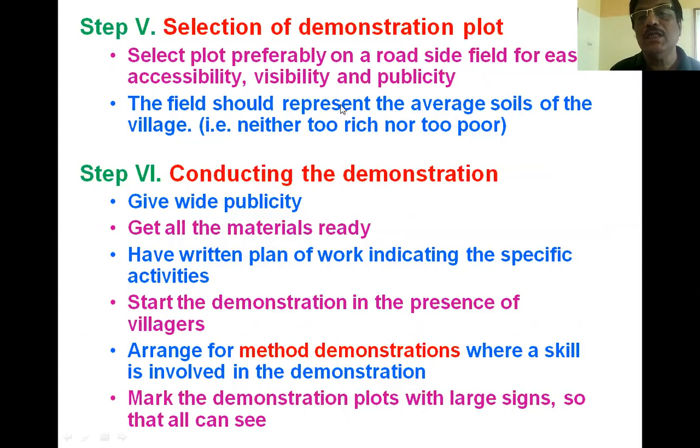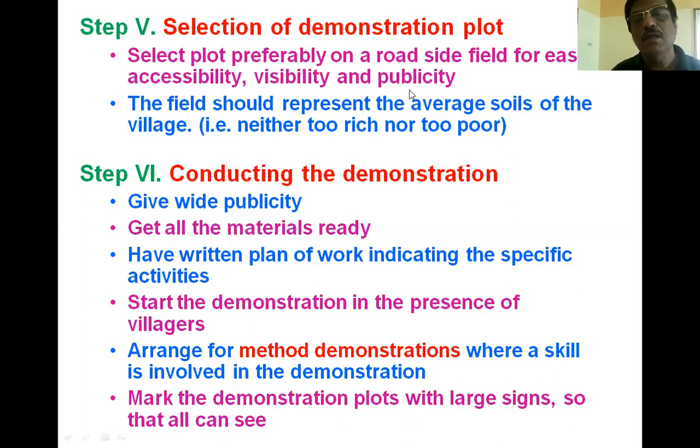Then selection of the demonstration plot, that is also more important. Select a plot preferably on the roadside, so that it is visible to the people who are passing on the road. Select a plot preferably on a roadside field for easy accessibility, visibility, and publicity. While conducting the demonstration, the extension workers are frequently visiting the demonstration plot. So if it is roadside, it is very accessible. We can frequently visit. Then clear visibility, so that it is visible to a large number of people who are passing on the road, and it is very easy for publicity also.